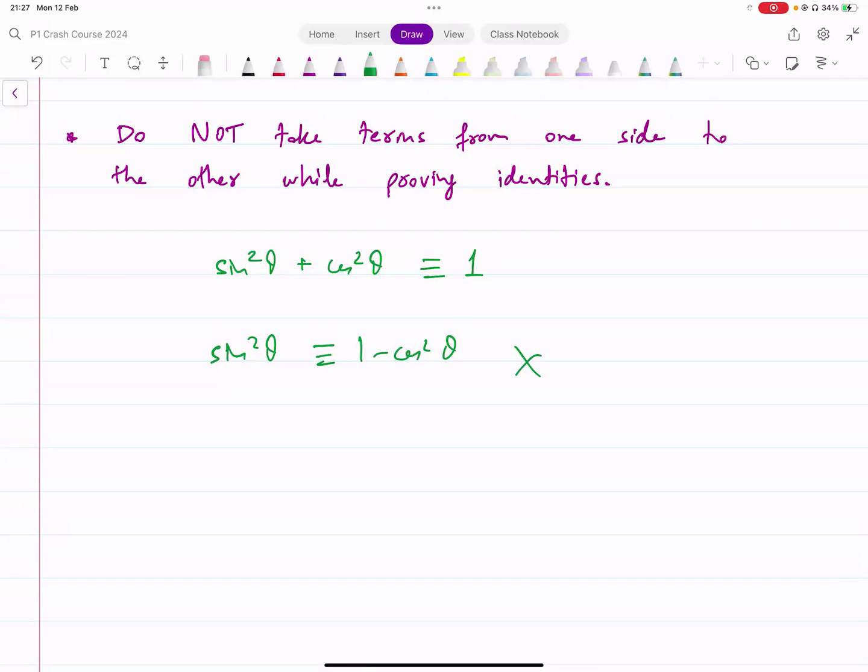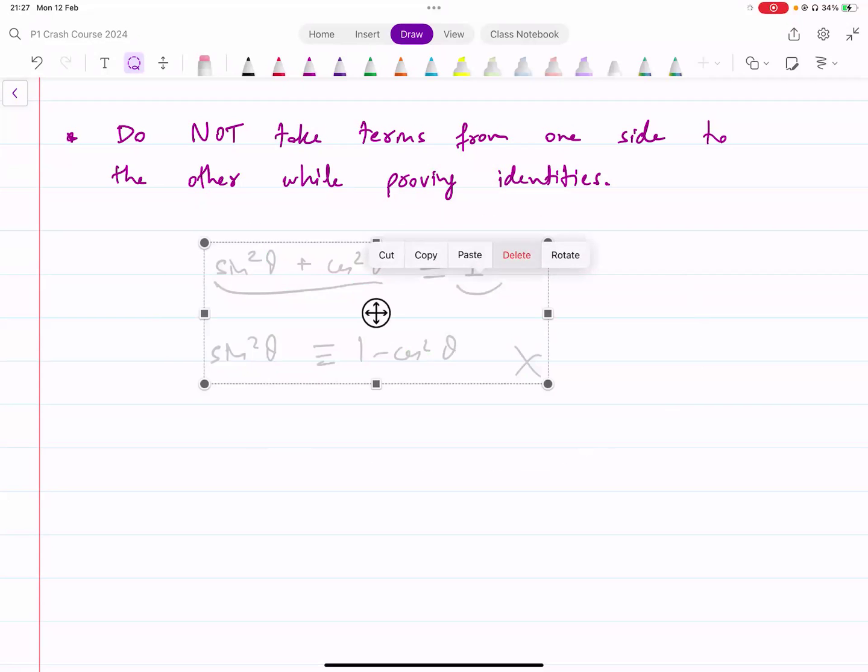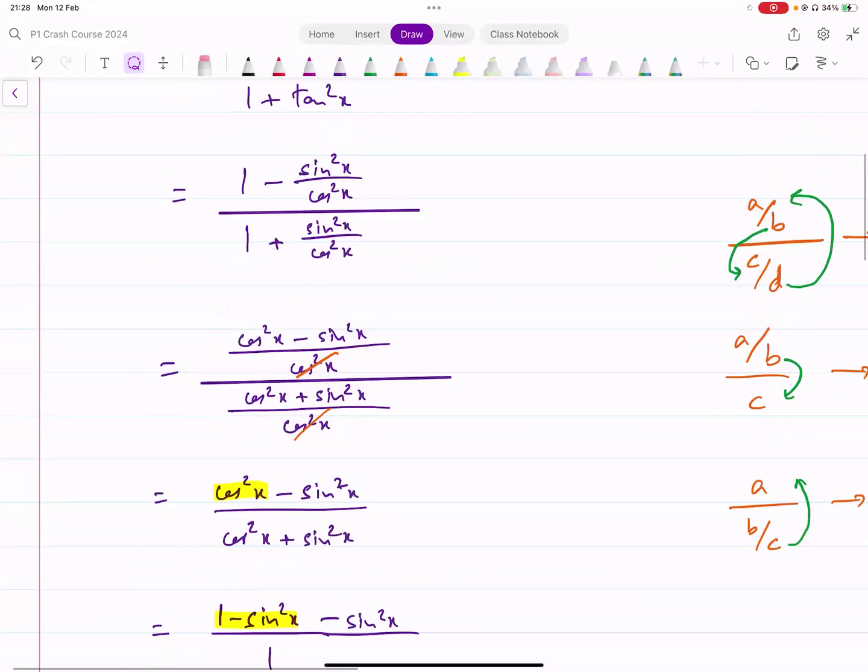Okay. The reason for that is when you take something from one side to the other side, you are basically assuming that these are identical, right? Only then you can take that to the other side. You can't assume that because that is what you have to prove. You have to prove that this side is identical to this side. So while you're proving this, do not assume that they're identical. You have to keep them separate. You can't switch terms. You can't bring one term to the other side like this. That's not allowed. Okay. So keep the two sides separate while you're proving identities.